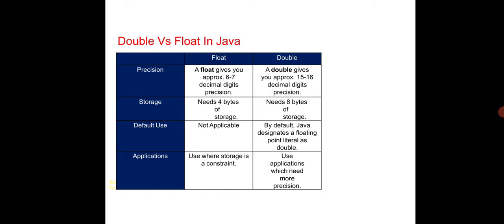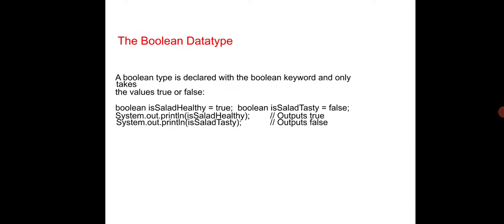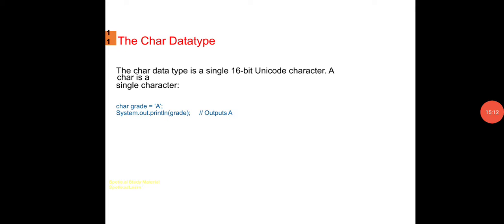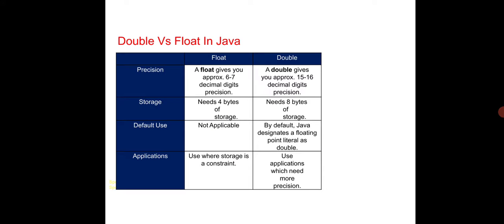Precision value: float gives 6 to 7 decimal digit precision, then double gives normally 15 to 16 decimal digit precision. Float needs 4 bytes of data storage. Double needs 8 bytes of data storage. As default usage, Java designates a floating point as a double. Float is used where storage is constrained. But double can be used in applications which need more precision.